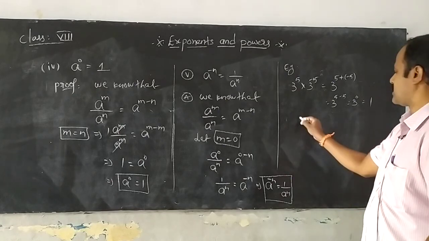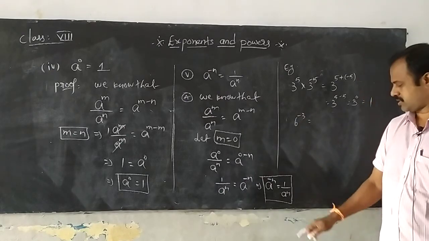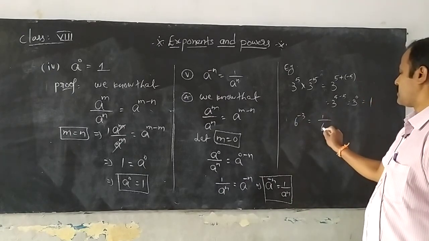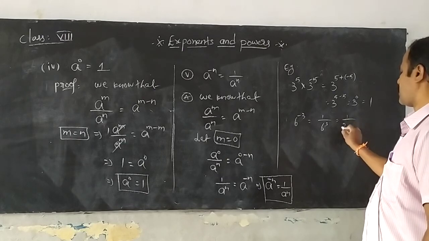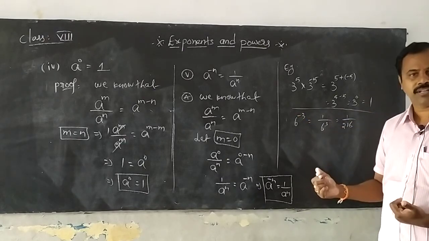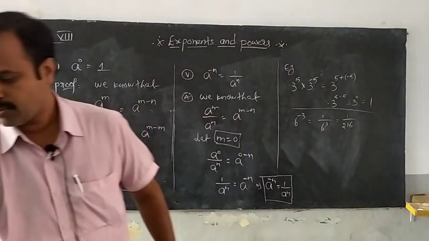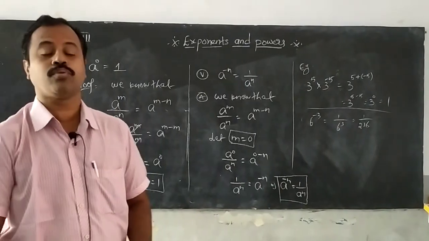Now you can apply, see here, 6 power minus 3. What is the value of 6 power minus 3? Using this formula, 1 by 6 power 3, which is equal to 1 by 216. This is another example you can take. Clear, guys? Right.